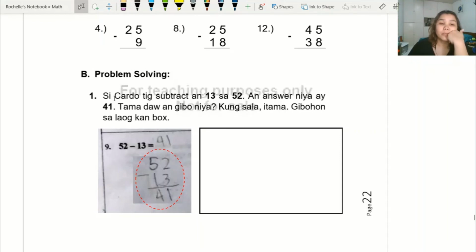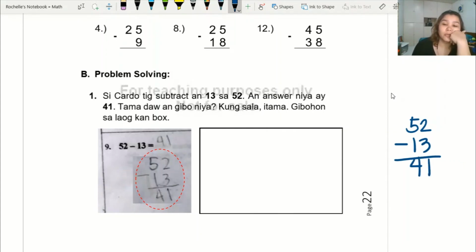Okay, for problem solving, si Carlo, tig-subtract ang 13 sa 52. Ang answer niya, 41. Tama daw ang given niya. So, ang ginawa niya, 52 minus 13. Ang answer daw, 41. Oh, take note, 2 minus 3. 1 ba ang answer? So, kung sala, itama.